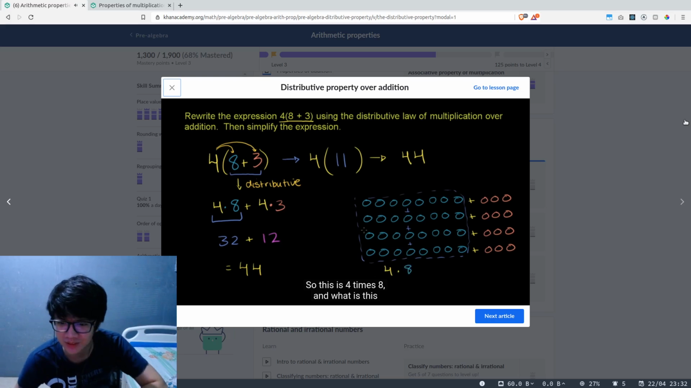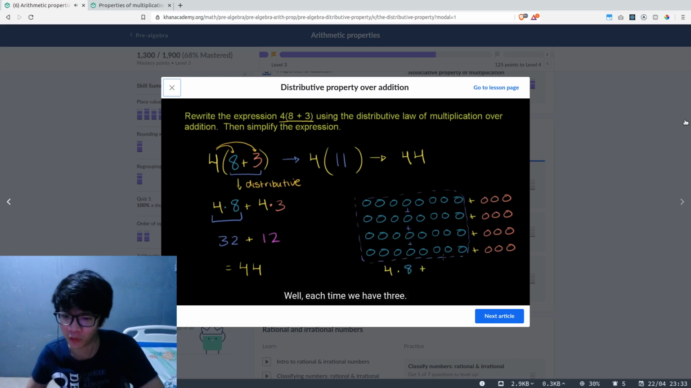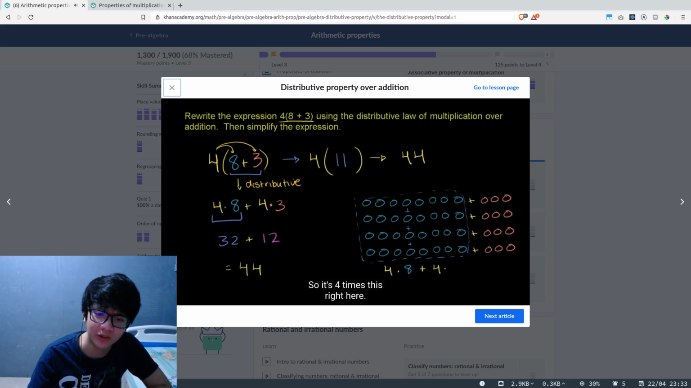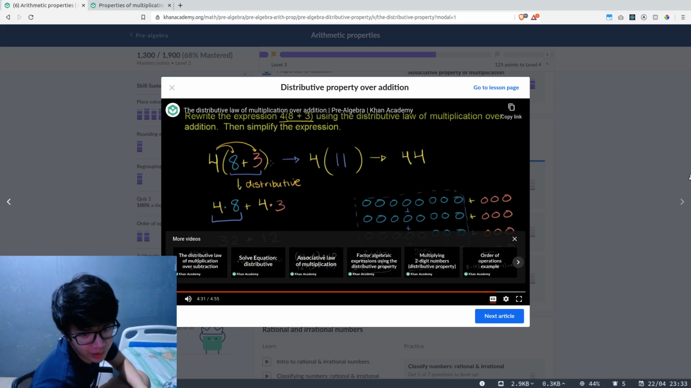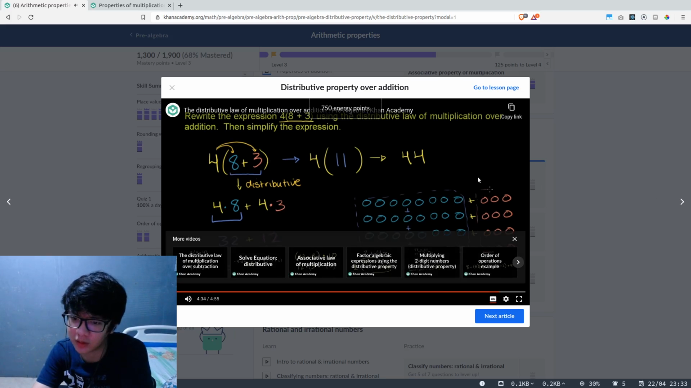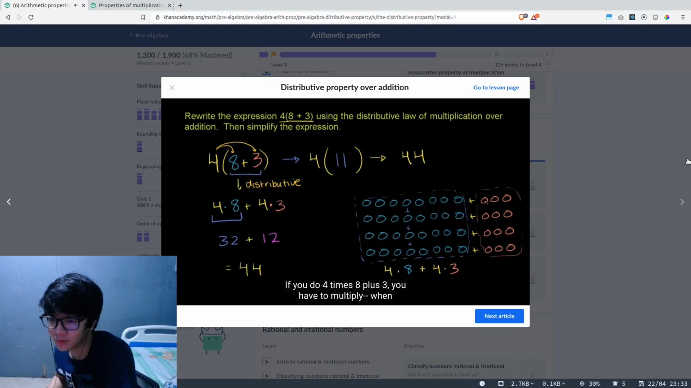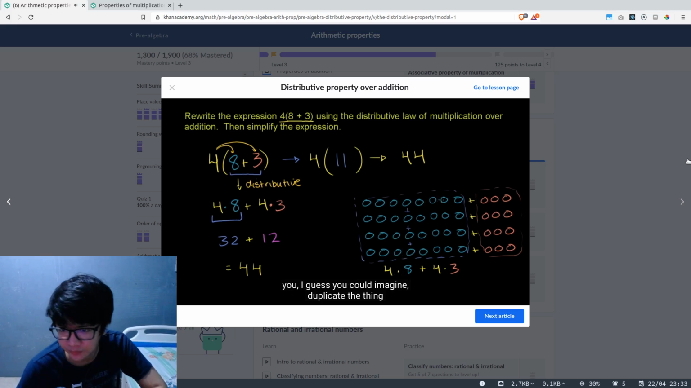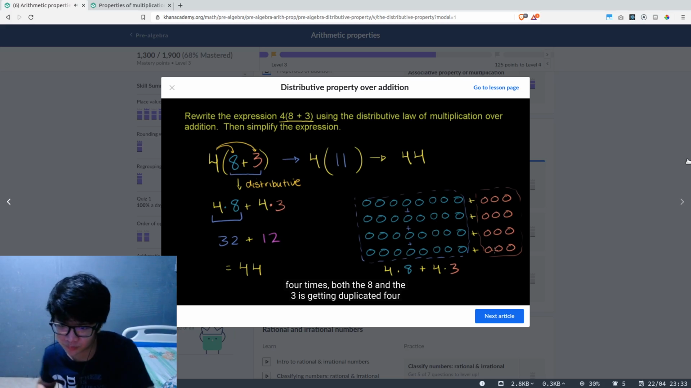And what is this over here in the orange? We have 1, 2, 3, 4 times. Well, each time we have 3. So it's 4 times 3. So you see why the distributive property works. If you do 4 times 8 plus 3, you could imagine you duplicate the thing 4 times. Both the 8 and the 3 are getting duplicated 4 times, or added to themselves 4 times, and that's why we distribute the 4.